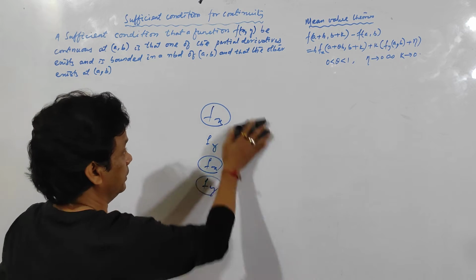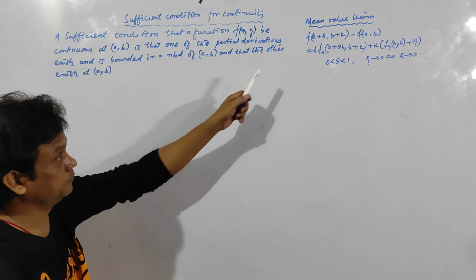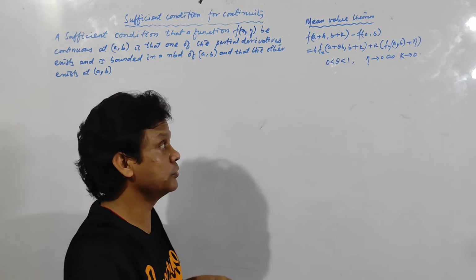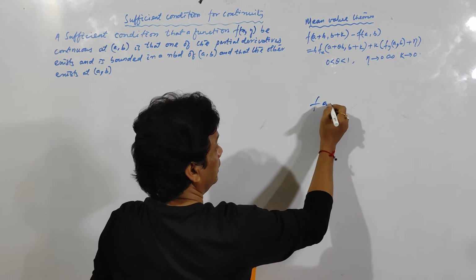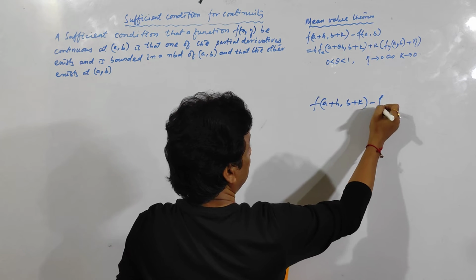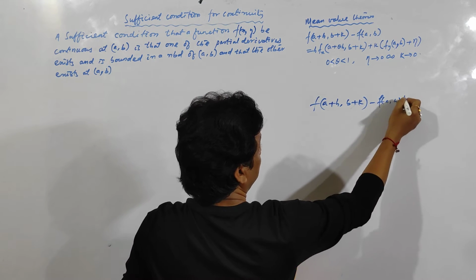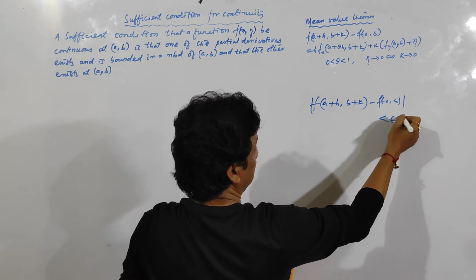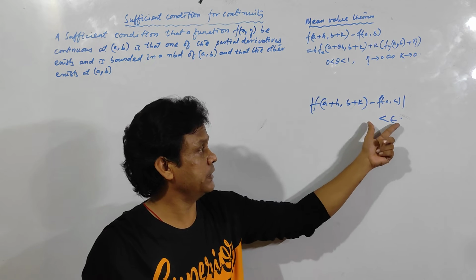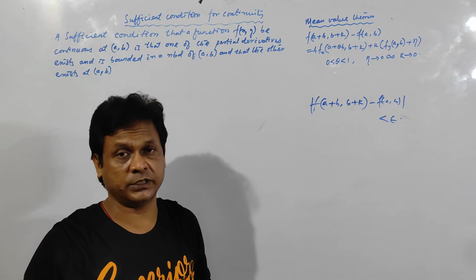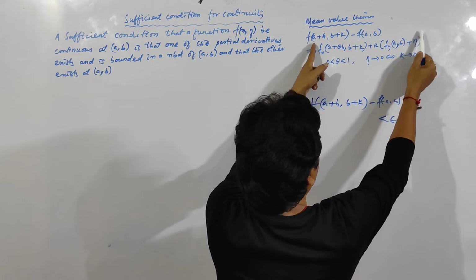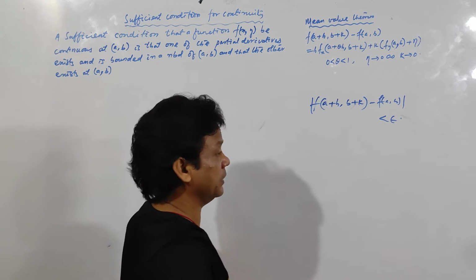So how to do this one? By mean value theorem, we know f of a plus h, b plus k minus f of a, b. For continuity we have to show that the mod of f of a plus h, b plus k minus f of a, b should be less than epsilon. If we prove that the mod of this quantity is less than epsilon, then the function f of xy is said to be continuous.